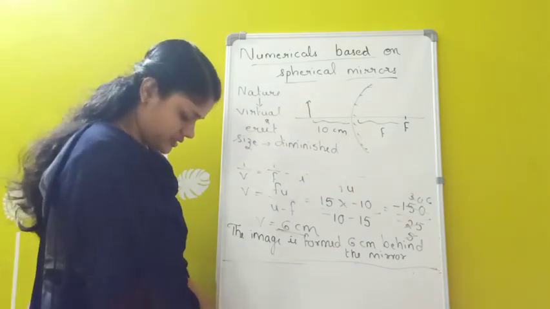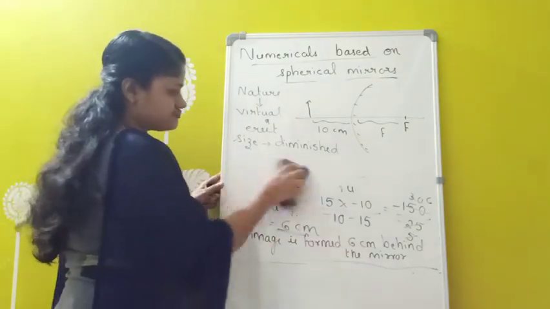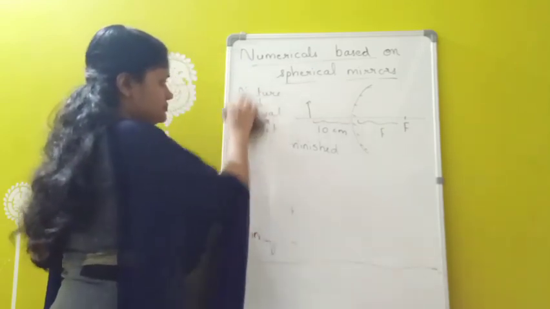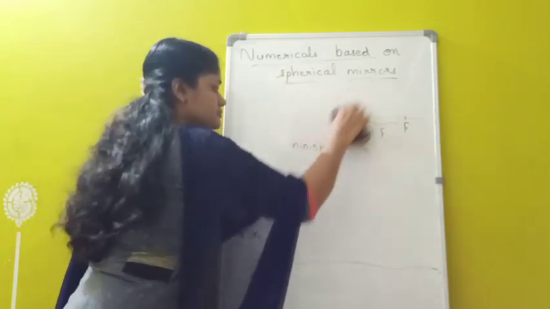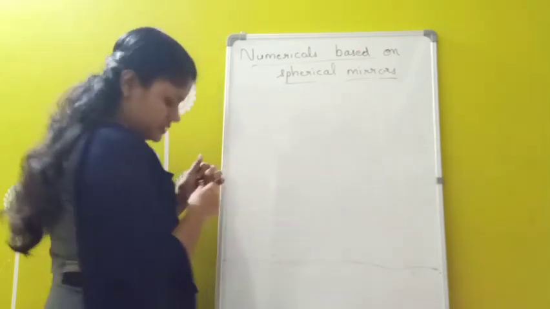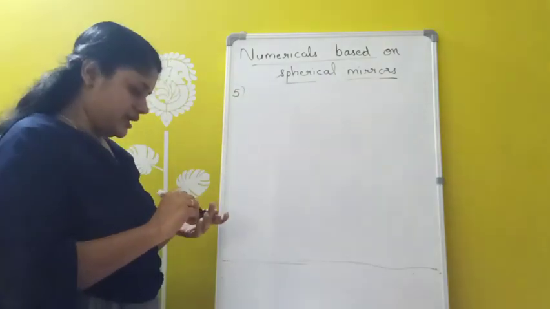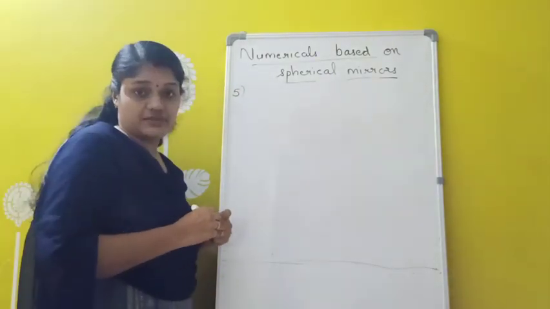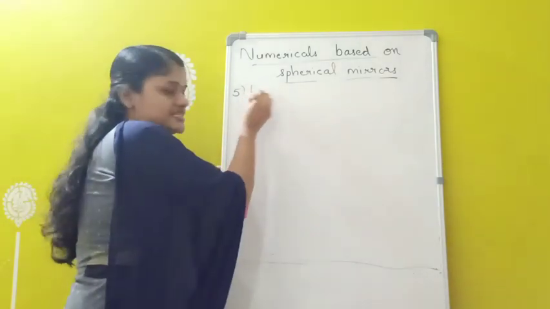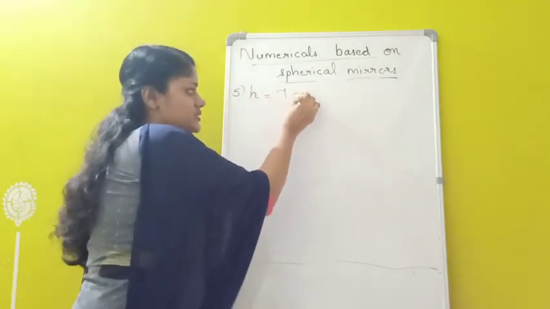And then anyway, one more problem we can do. So, fifth one. Here an object of size 7 centimeters. Size means height. An object of height 7 centimeters. So height h is always positive because it is above the principal axis. So h equals 7 centimeter.